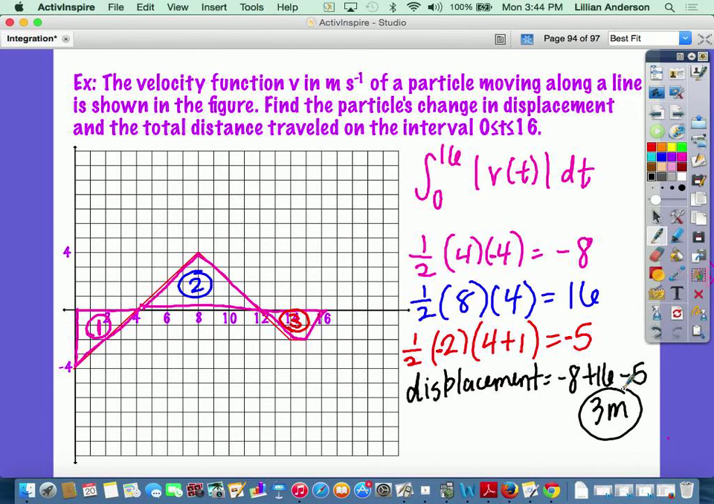To find my total distance, all I do is add the areas, and on top of that, they all have to be positive. So that's going to be a +8, a +16, and a +5 for a total of 29 meters. I've traveled 29 meters for this particular function. So it's still involving integrals. Just this time, when we're talking about total distance, we are talking about the absolute value of the area underneath the curve. Displacement is just regular good old area.